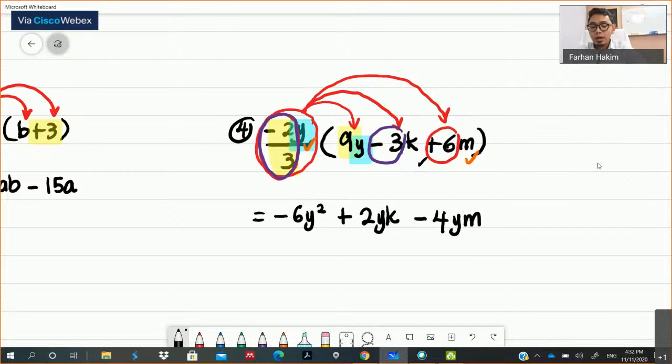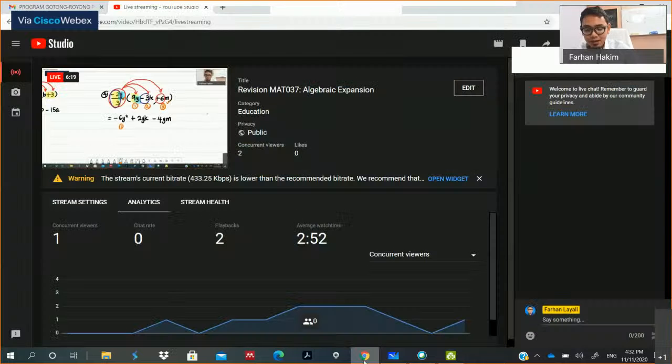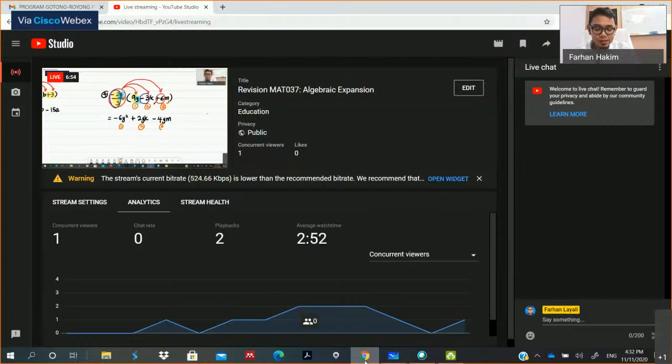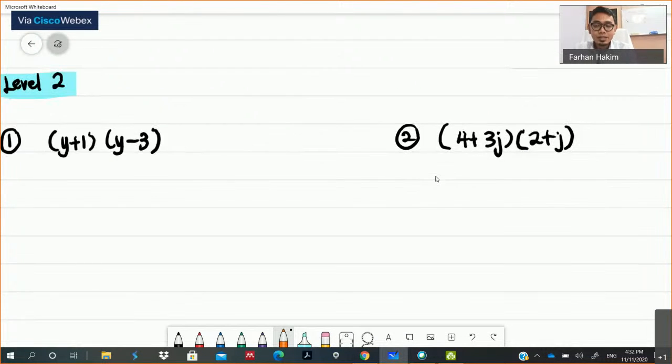Now to check if you have done it correctly or not, you should check. In the equation, we have 1, 2, 3 terms inside the bracket. So your final answer should have 1, 2, 3 terms also. If you have fewer terms or extra terms, it means you have done something wrong in your calculation. All right. So now let's go to level number 2.